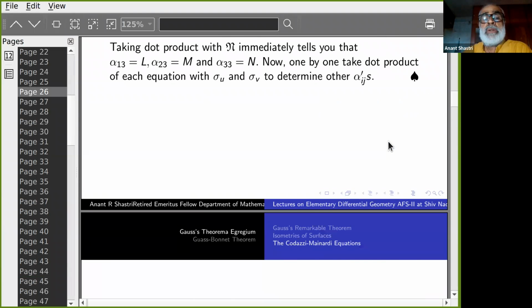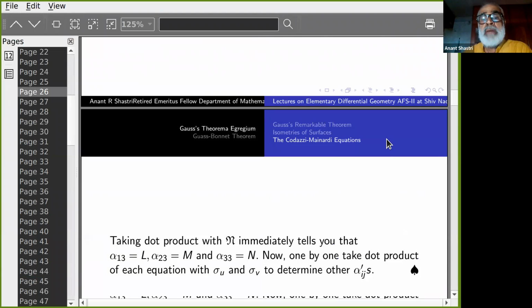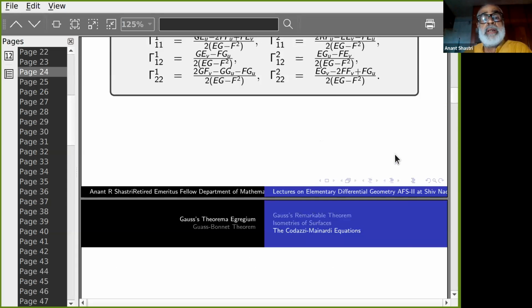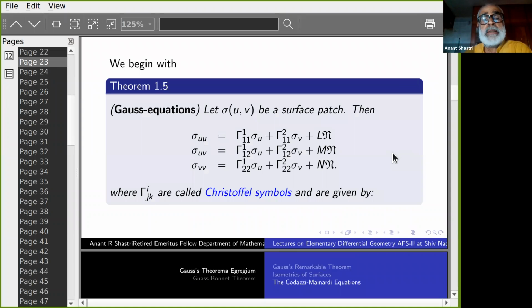So what I want to explain, I will explain. I will take 2 minutes more here. So these are called Gauss equations. What are they? I will tell you. Start with a sigma, which is a surface patch. Gauss equations are about the second derivatives of sigma: sigma uu, sigma uv, sigma vv. Remember, they are vectors inside R3.